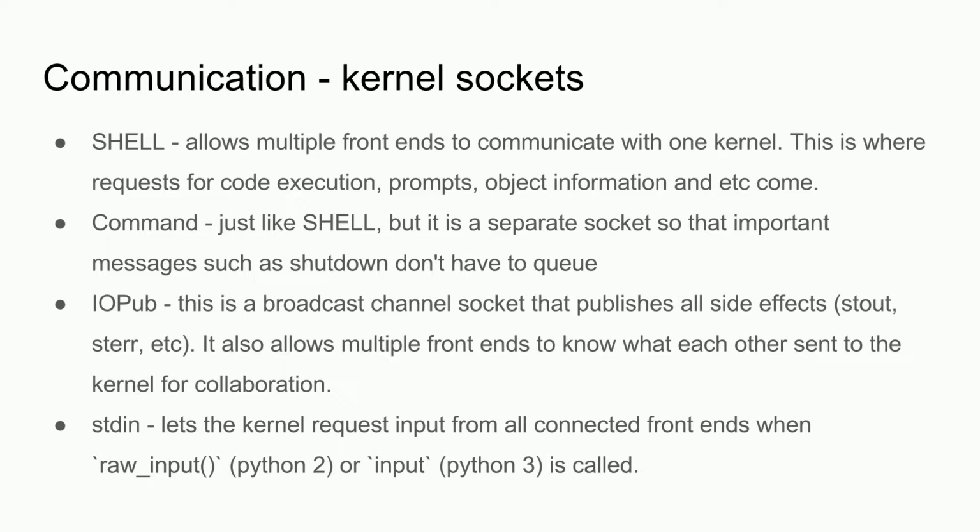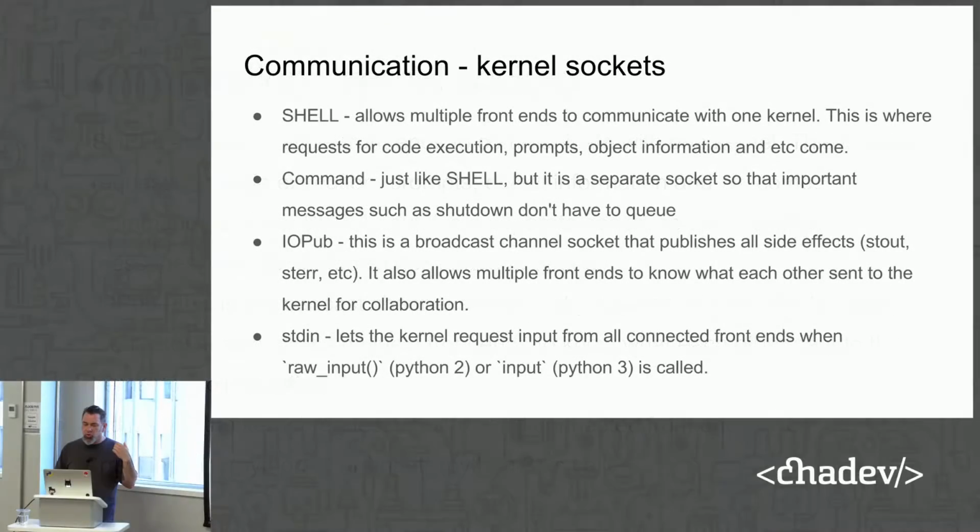And then there's the standard in, which operates separately from the IO pub. It's where, especially in Python, if you had code execution that asks for the user to interface with the running execution, you would use either the raw input or input command, and that's where those inputs directly into the kernel would come from: this standard in socket.